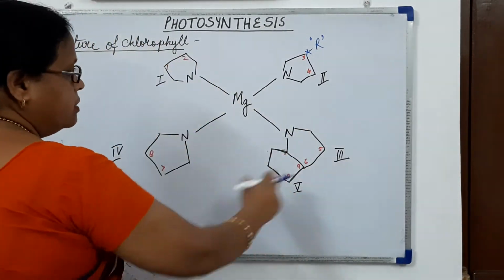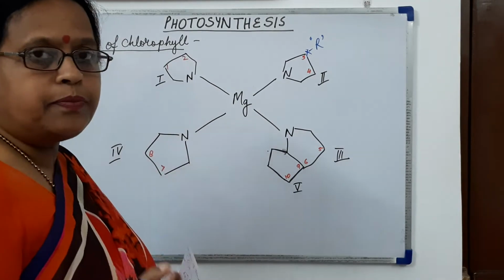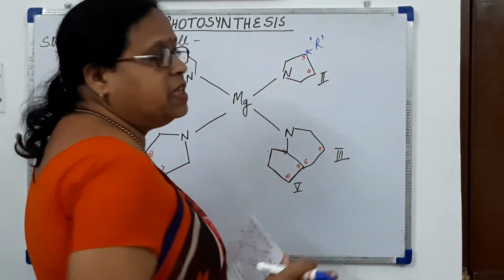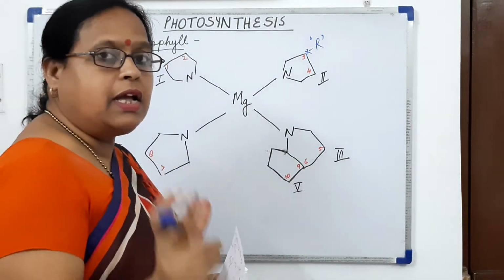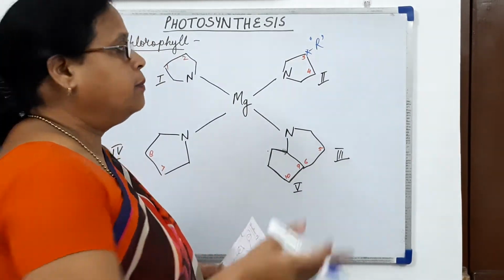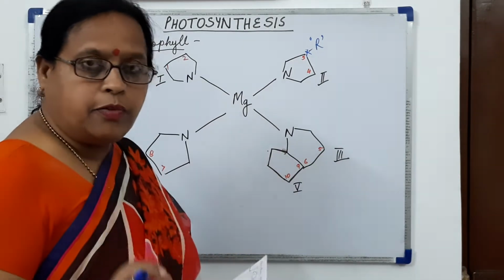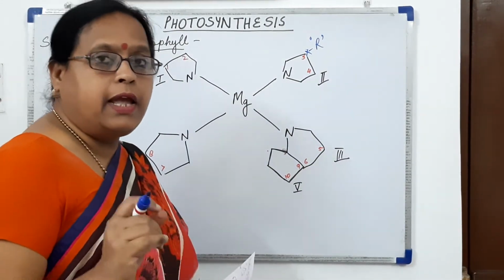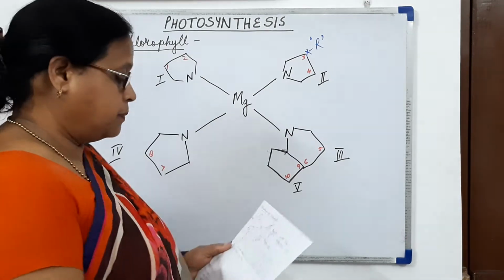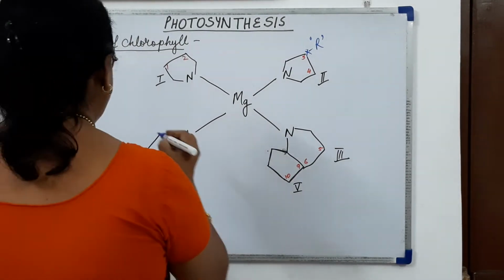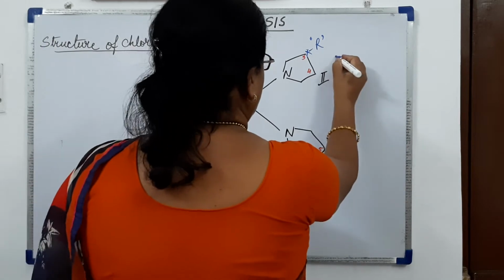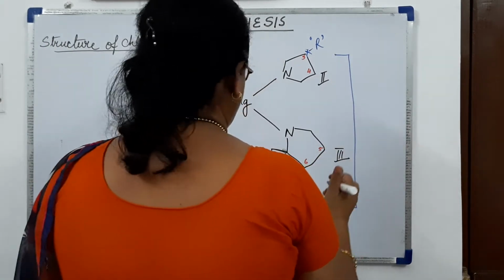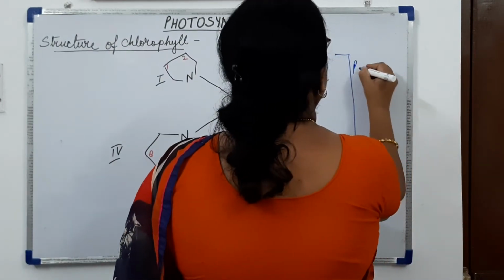The whole structure will be the same in A and B both, only the difference will be there on the third carbon, that is the R group, where in chlorophyll A methyl group is present and in chlorophyll B aldehyde group is present. So this is the porphyrin head.